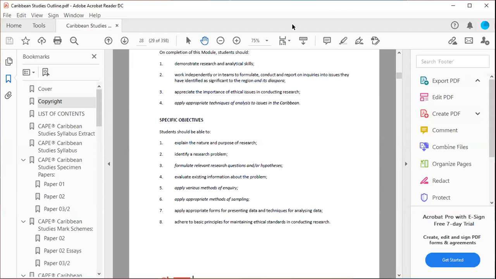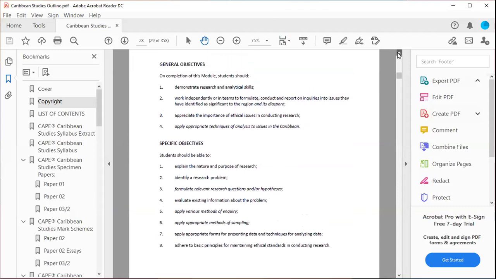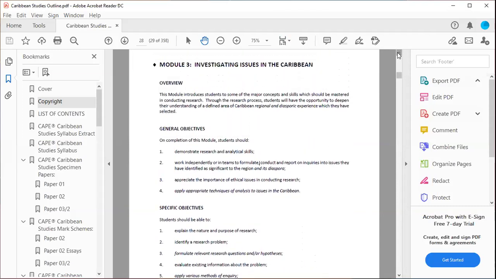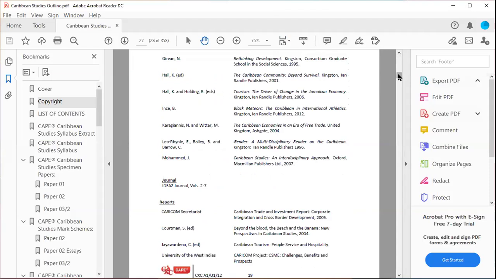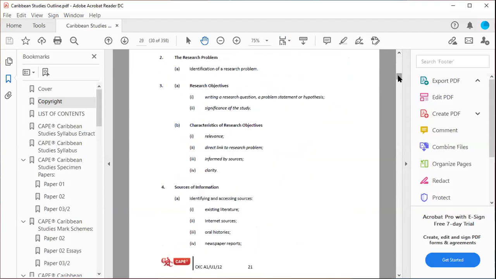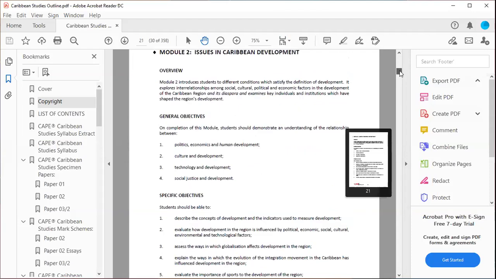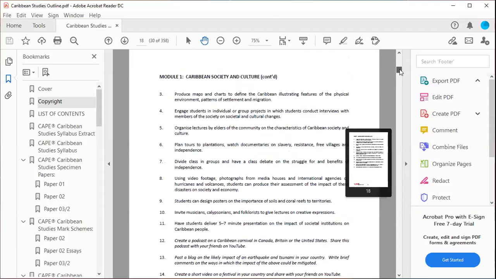All right, ladies, are you seeing the syllabus on your screen? Yes, sir. Good. All right, so I just want us to see where we are now, to have an idea of the syllabus and where we are.